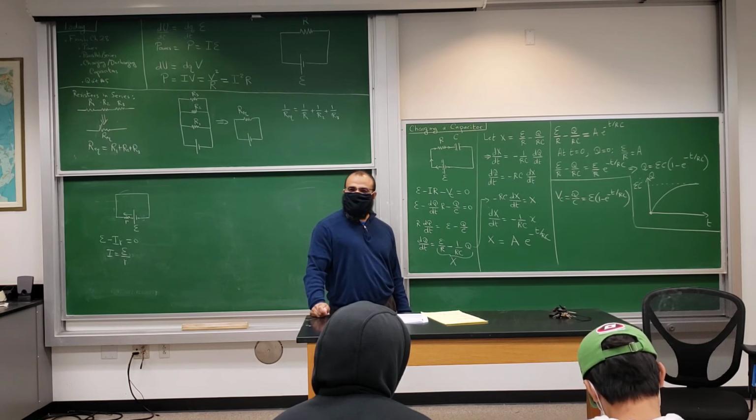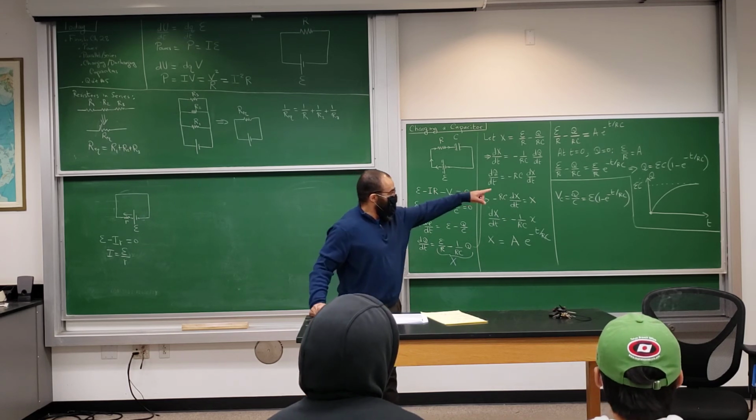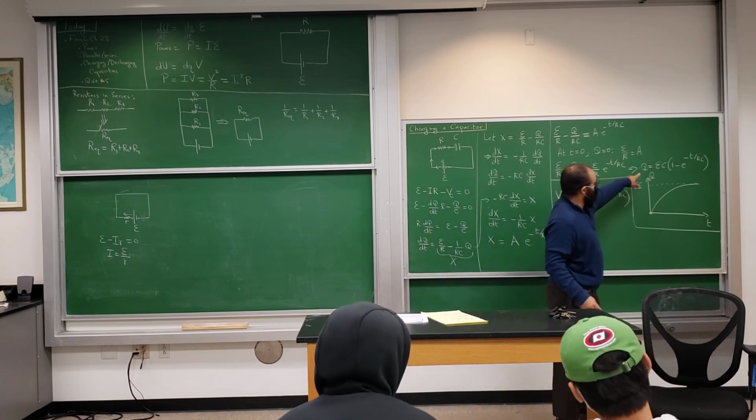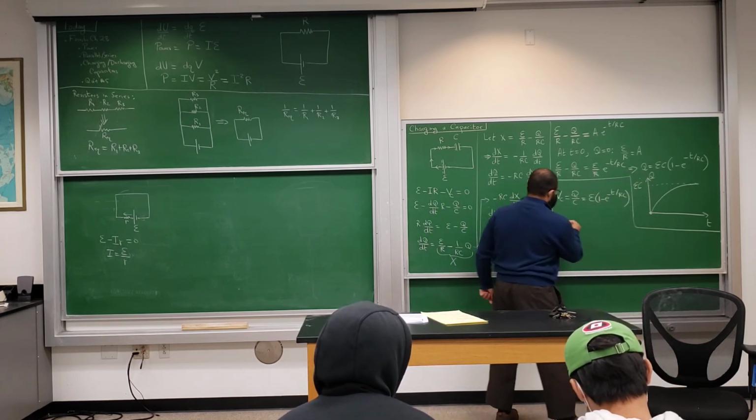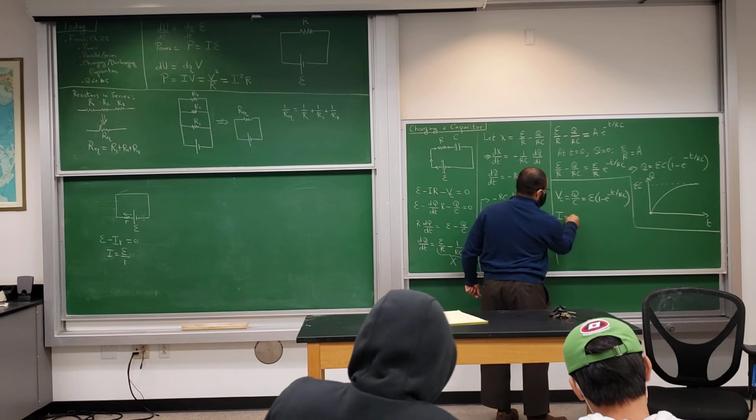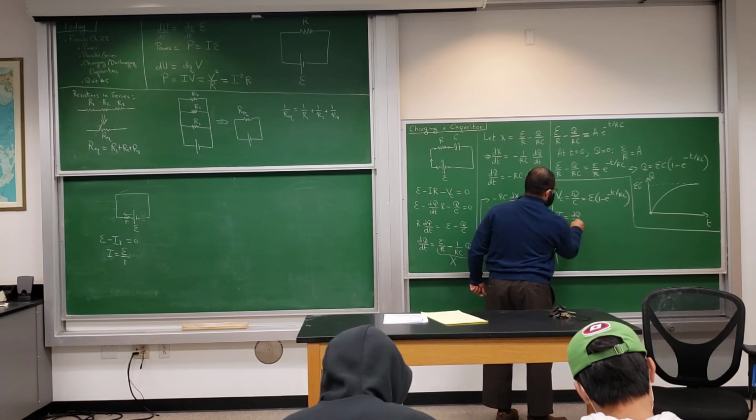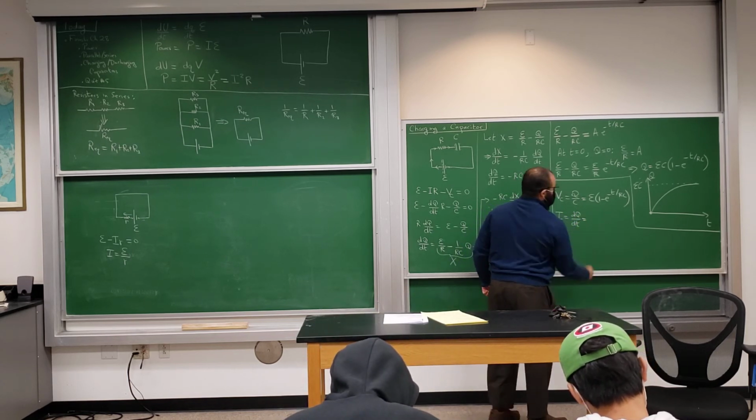What's the relationship between current and charge? I equals dq over dt. So you have Q as a function of time, take its derivative. So current is dq dt. Well, let's see what you get.